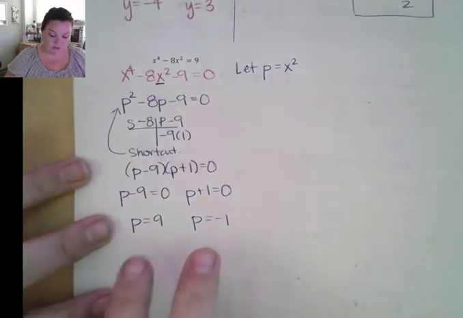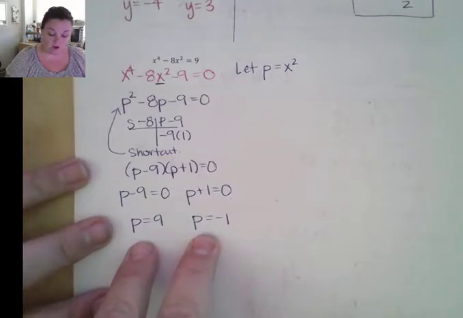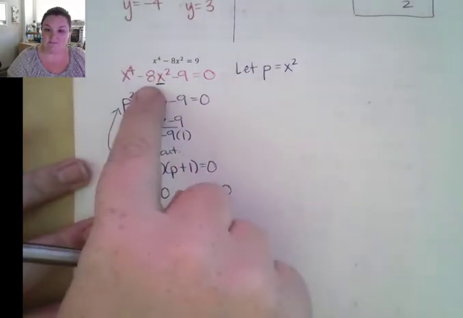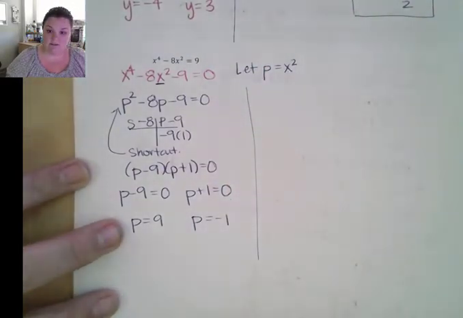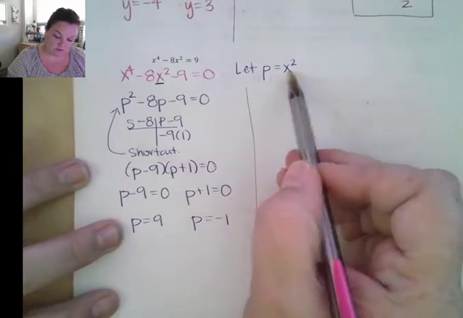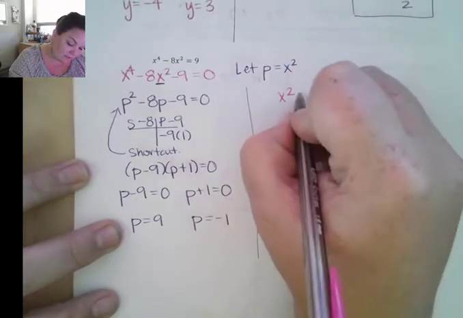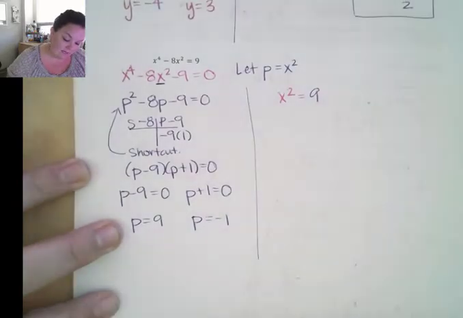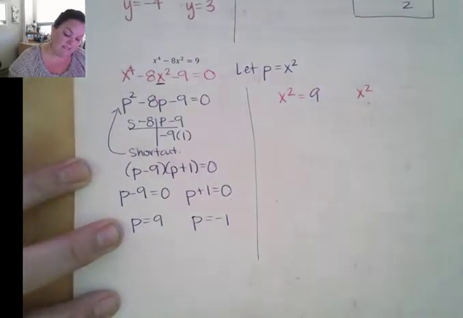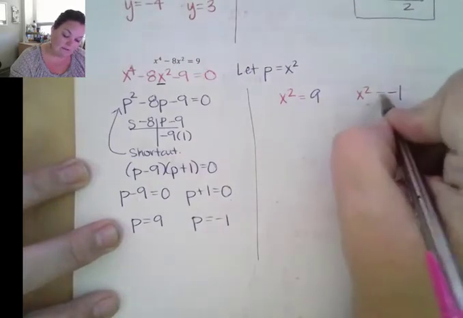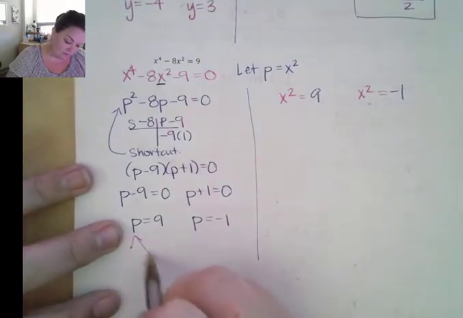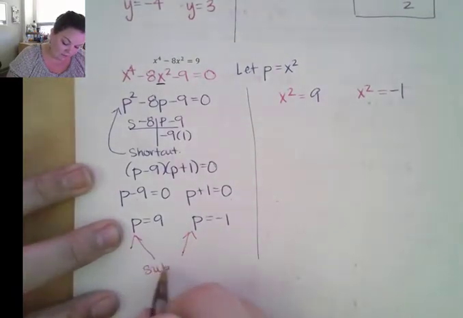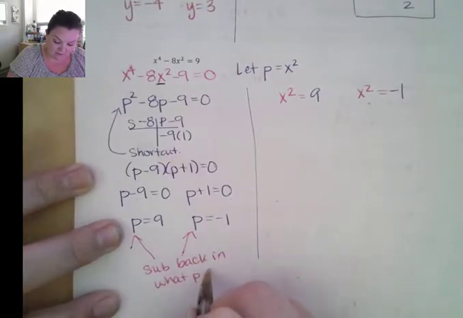Okay? So now we have solved for p, but our original had x's, right? So now we need to go ahead and plug back in for what p was. So remember, p originally was x squared. So this means that x squared is equal to 9, right? Or x squared is equal to negative 1. Okay. So now that I've put back in what p is, I'm just going to put a note down here. Sub back in what p is.